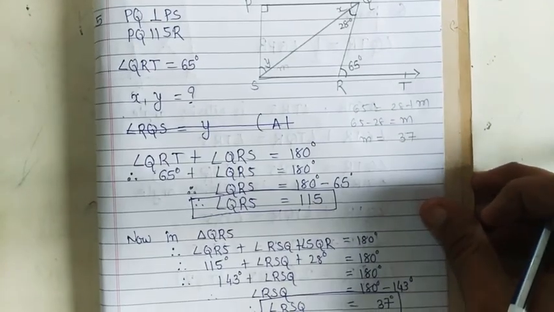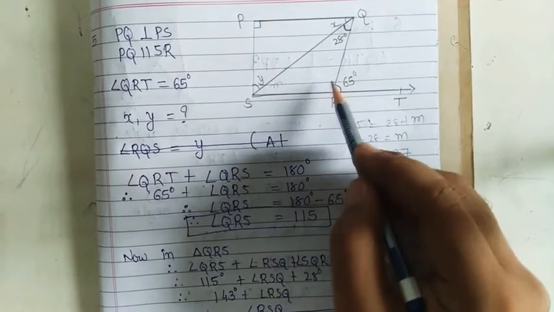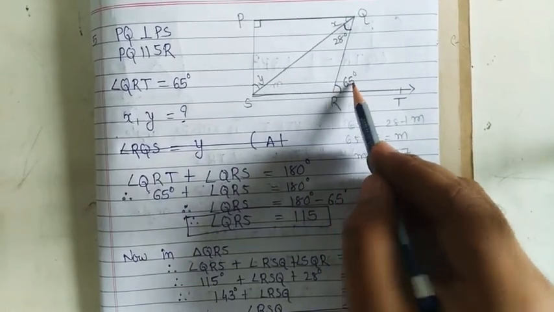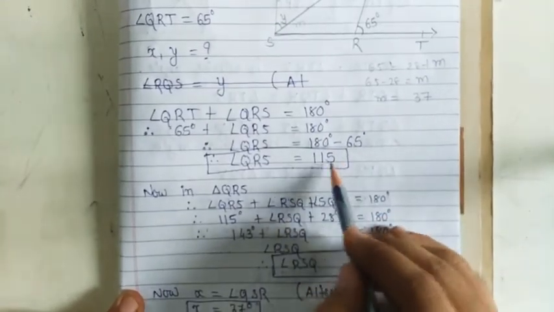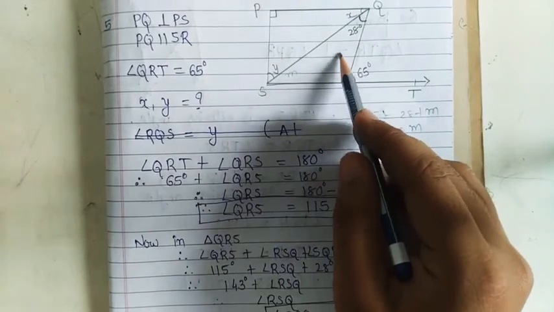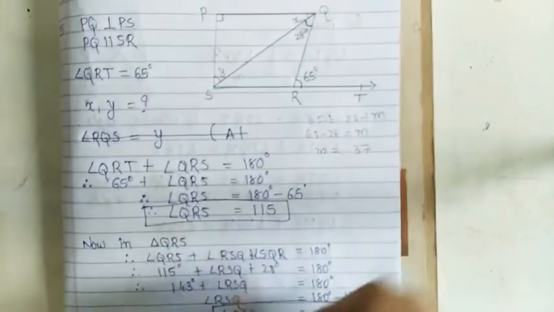So first of all, what I did: this 65 and this angle QRS are a linear pair. So 180 minus 65 is equal to 115. So I take here a 115 angle. Now the addition of all these three is equal to 180 degrees. This property I use over here.